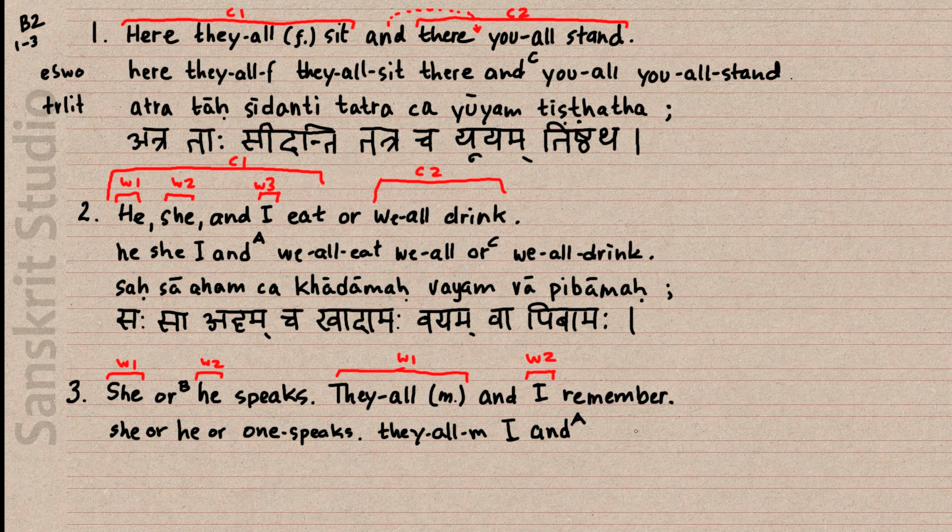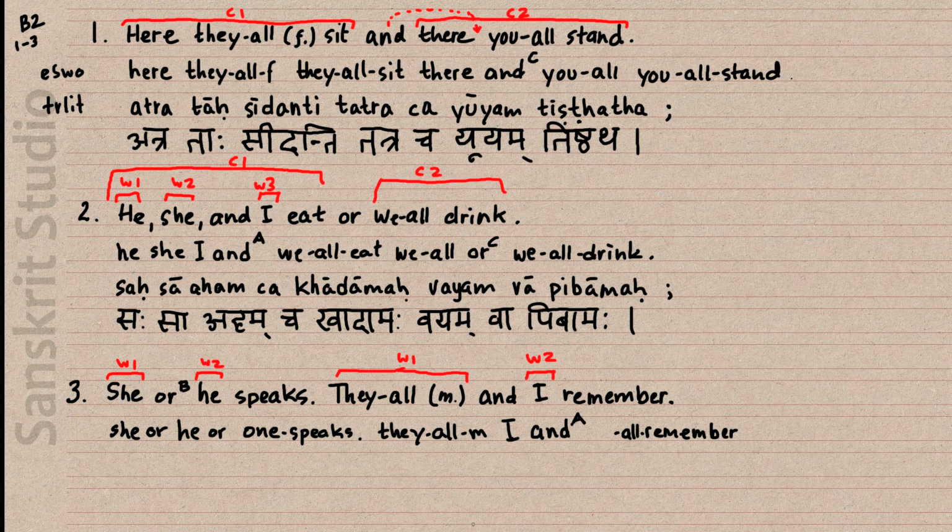And then again, the same question here. We have remember here, but who is doing the remembering? They all, that's third person plural, but I is first person singular. So what should we do? Well, we add the numbers. We already have plural in they all here, so the total number of subjects is more than 3. It's actually 4 in this case, at least. So we have to have plural then. So it has to be something with all here. The question is just, is it we all, you all, or they all?